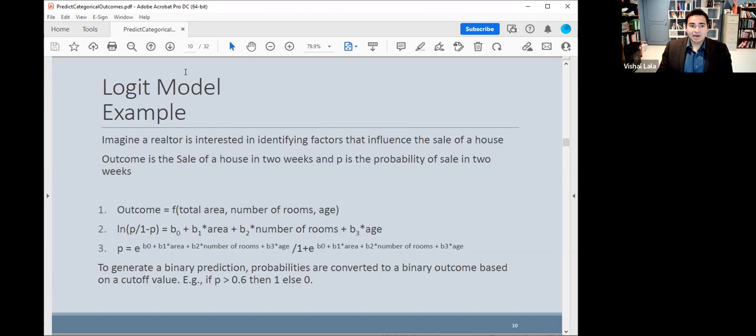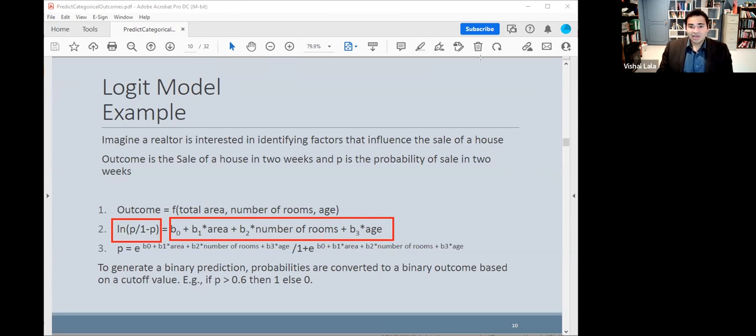More specifically, if you would express this using a logit, it would look like the logit of p divided by 1 minus p equal to a linear weighted combination of the predictors, such as area of the house, number of rooms, age of the house, and so on.